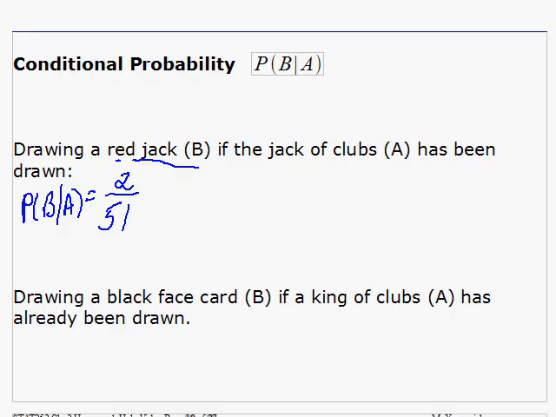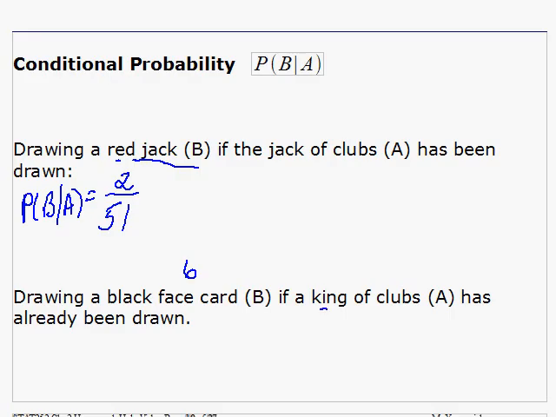This just requires sort of thinking about it. No big mathematical calculation involved. Let's see about drawing a black face card if the king of clubs has been drawn. All right. How many black face cards are there? Well, there's jack, queen, king. So there's 3 face cards in 4 suits. 2 of them are black, so that's 6. There's 6 black face cards.